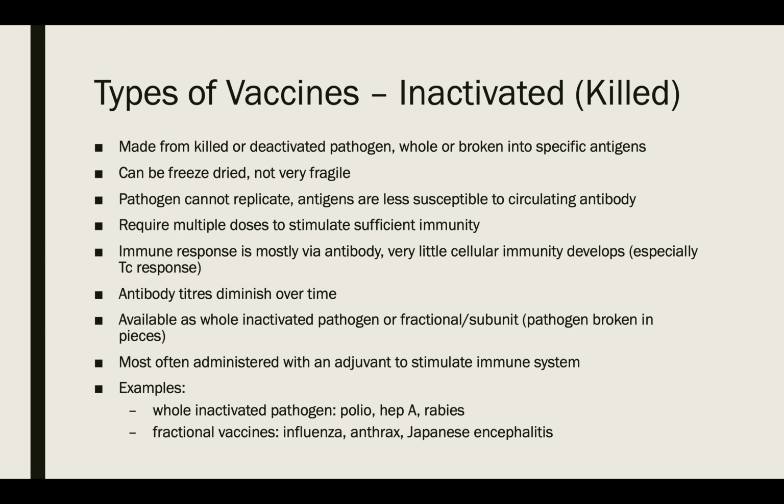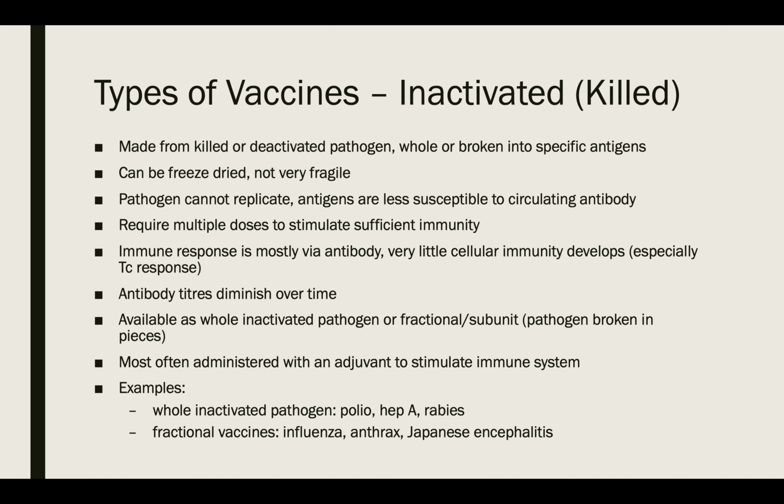And the antigens are less susceptible to circulating antibodies. So an infant can get this because those antigens are not as susceptible to the circulating antibody that they have from their mother. It does require multiple doses to stimulate sufficient immunity. So that's probably going to be 2, 3, 4. I think my rabies vaccination, I think I had 5. I can't remember. The immune response is mostly going to be via antibody.